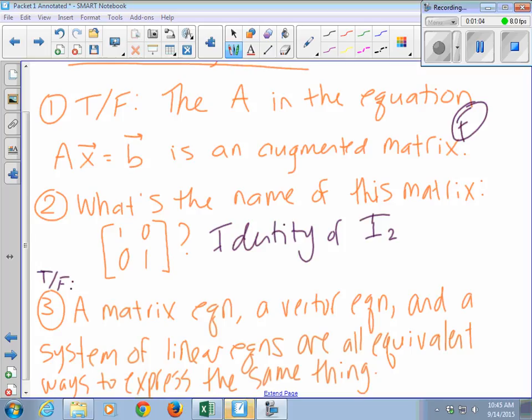True or false? A matrix equation, a vector equation, and a system of linear equations are all equivalent ways to express the same thing. True.